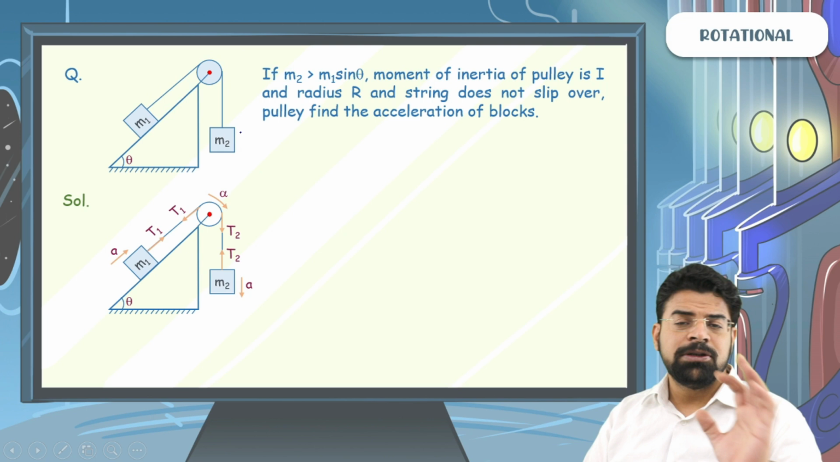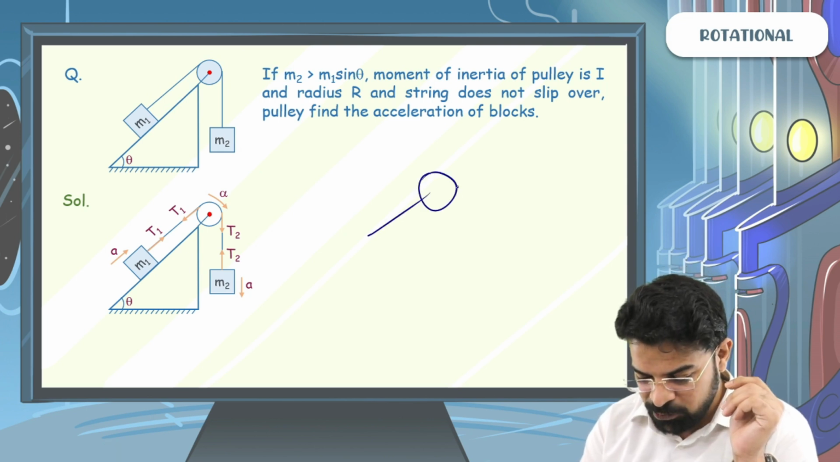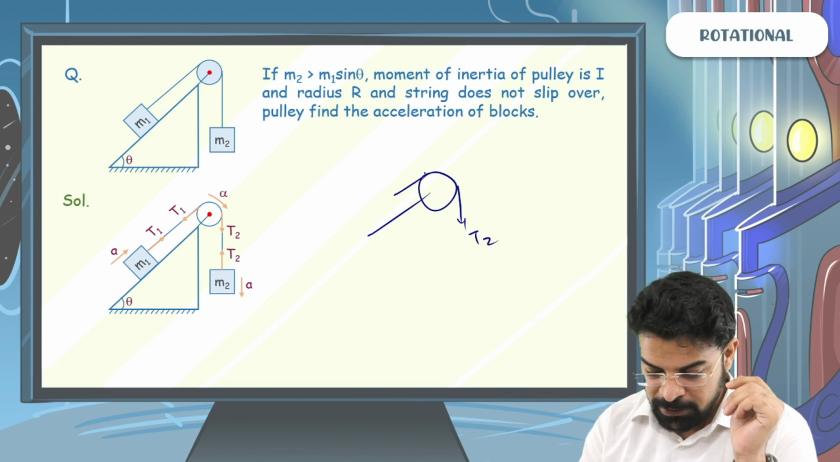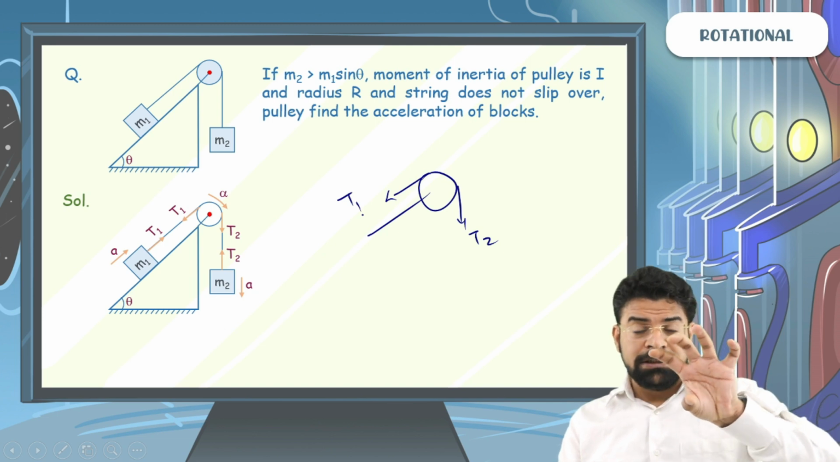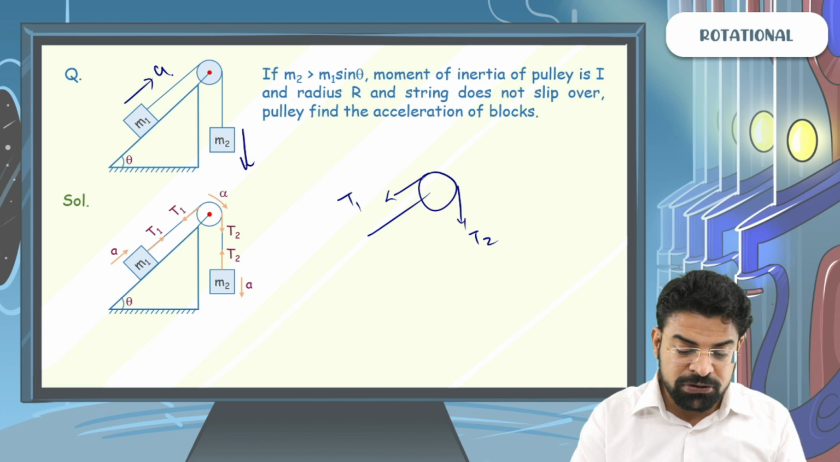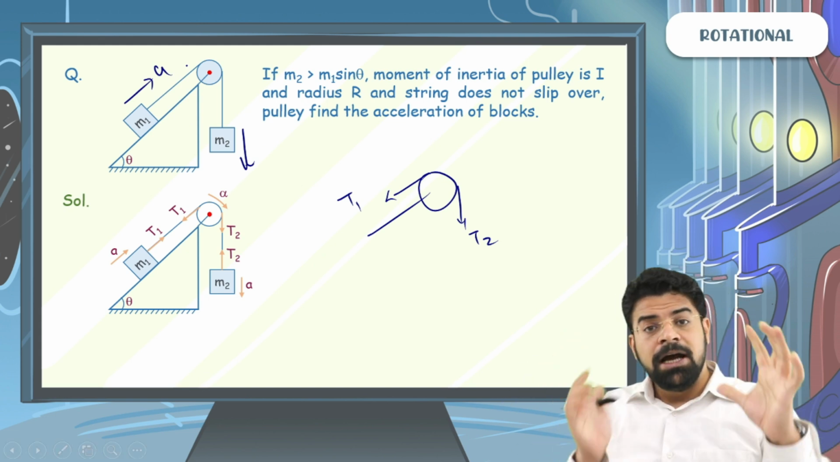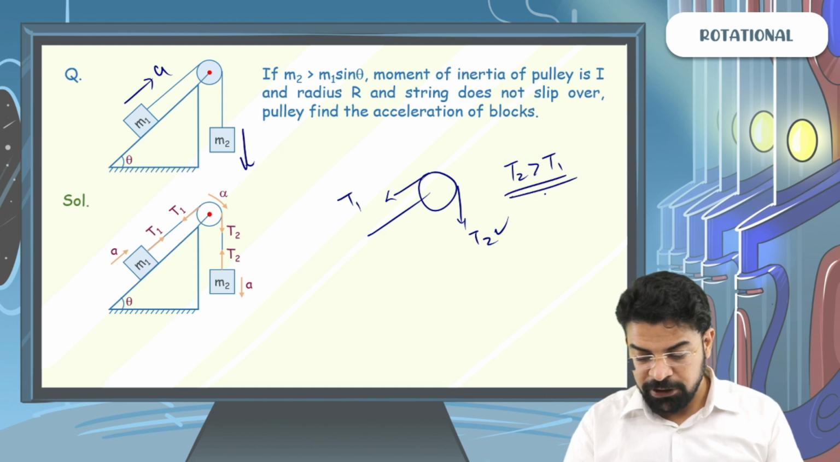Now I ask you a simple question: which one has to be greater, T1 or T2? You'll say, sir, look at the pulley. Here a force T2, here a force T1. T2 tries to turn the pulley clockwise, T1 tries to turn it anti-clockwise, but since the mass m2 goes down and mass m1 goes up the incline, the pulley will turn clockwise, and if the pulley turns clockwise, it means that T2 has to be greater than T1.